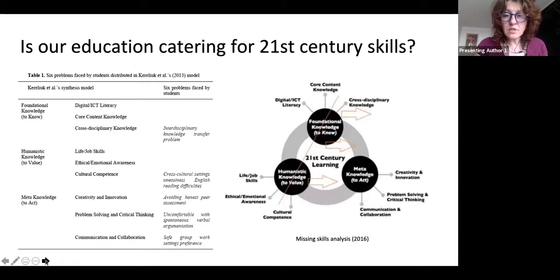So what we have seen in our courses is that our students have problems first with interdisciplinary knowledge transfer. If you learn something in one field, it was difficult to apply the same knowledge in some other field.